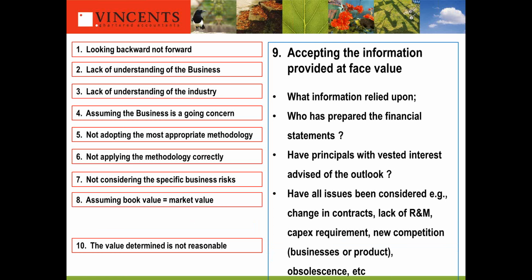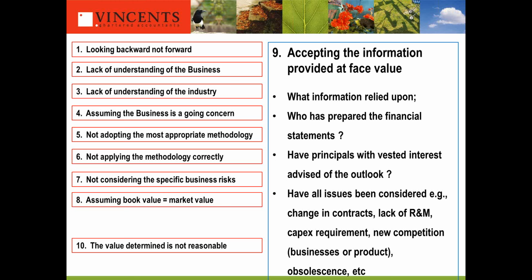That probably leads on to the next one, accepting information at face value. The financial statements you rely upon, there's various accounting policies that can be employed, which are all above board. They're just basically an adoption of a certain type of policy for your stock, leases, cash versus accruals, recognition of expenses versus capital items. Each of these things, depending on the policy adopted, will actually affect the trading performance of the business.